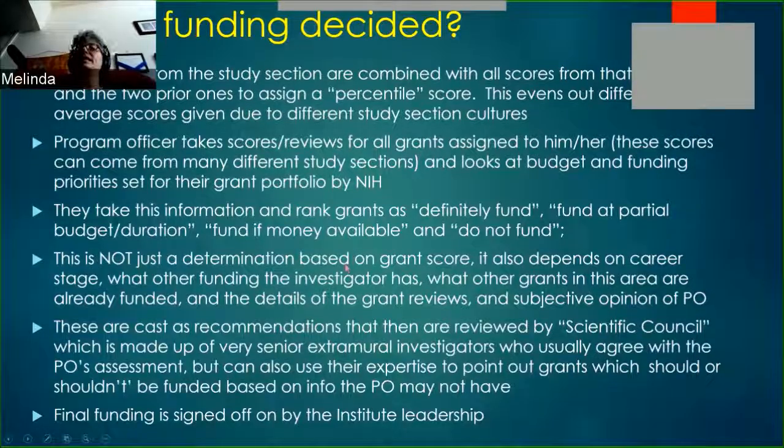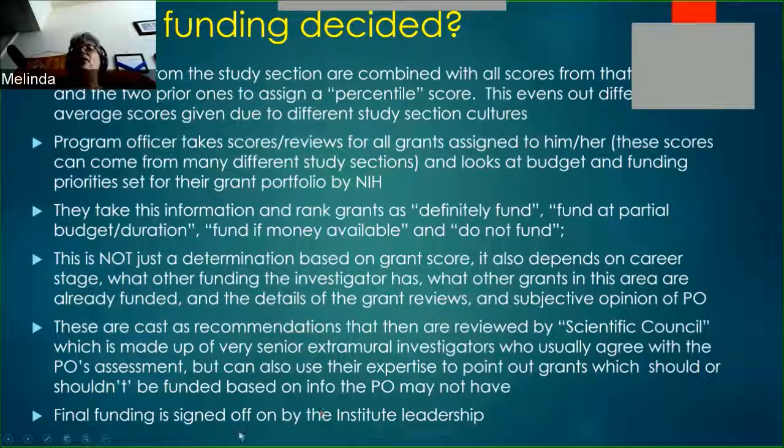Now, once the program officers' list has been basically either ratified or modified after the Scientific Council's rulings, then the institute's leadership signs off on final funding. And that's when the award letter occurs. So, for instance, my PO basically called me after my grant had been through the Scientific Council review, saying that this is on the list to go to final funding, and this is how many years of funding you got.